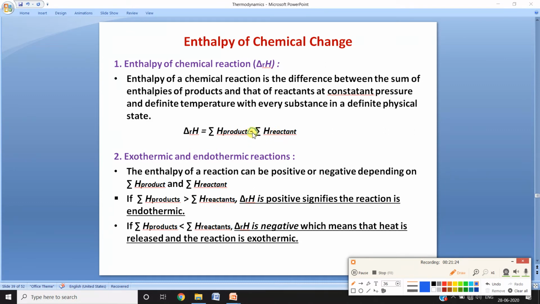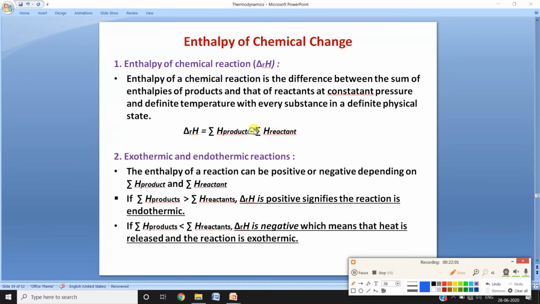It is the difference between the sum of enthalpies of products and that of enthalpies of reactants at a constant pressure and definite temperature, with every substance in a definite physical state. That is called the enthalpy of chemical reaction. And this ΔrH, r means reaction, is equal to the summation of enthalpies of products minus the summation of enthalpies of reactants. This point is very important to solve the problem.